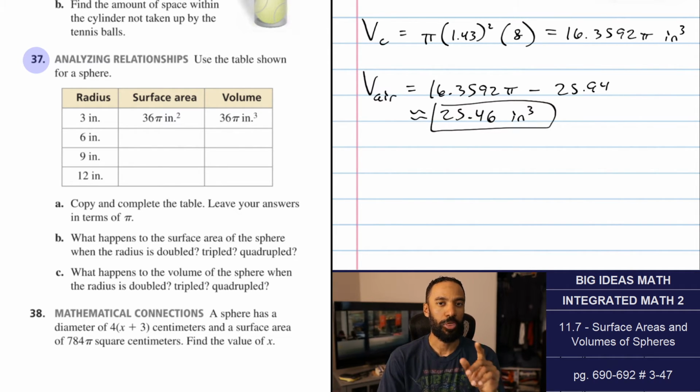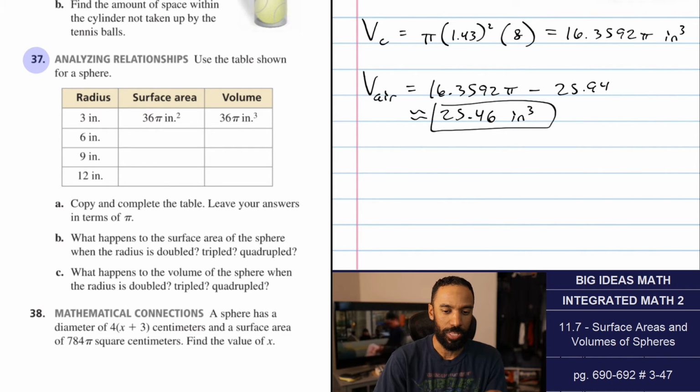Anyway, let's see that we get the number 36 by plugging 3 into this equation here. Just confirm that it's working. Okay, it's working. So I'm going to plug in 6, 9, and 12, and these are the answers we'll have in terms of pi in this table. Okay, so it says use the table shown, copy, and complete the table.